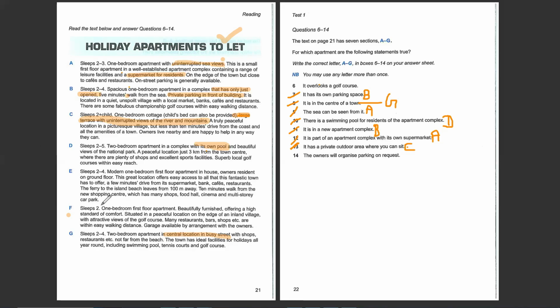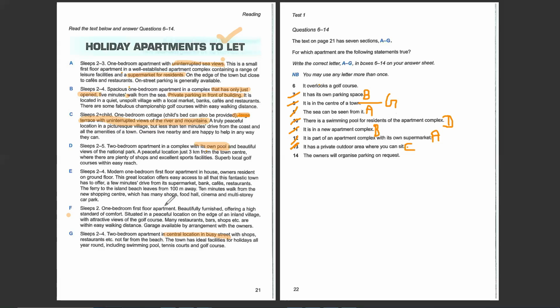Now, between F and E, because owners will organize parking, not yet discussed. So, what are the remaining statements here? Statement number 6 and 14, rest are taken. And we have just 2 more. Let's finish F paragraph first and then go to E, because it's comparatively smaller. It will save us time.